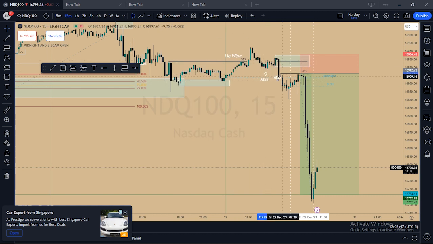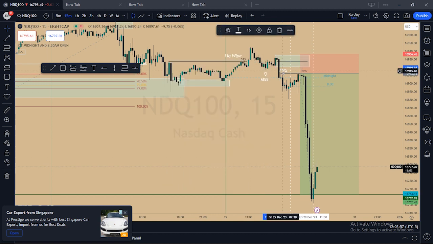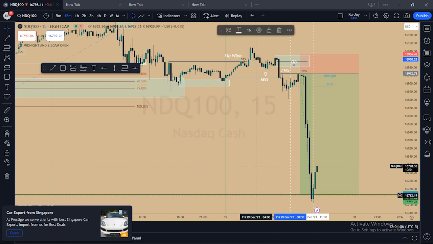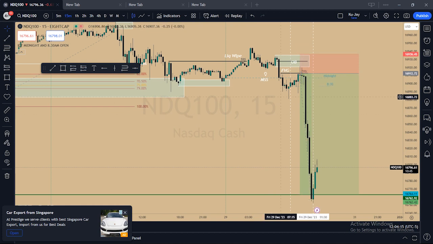Then what? The fair value gap here, and after the fair value gap, the order block here. The order block was actually supported by the fair value gap. After that, I'm expecting price to just rally. Especially when I'm trading indices, I use the fair value gap a lot, the midpoint of the fair value gap. Then yeah, it was a good trade.